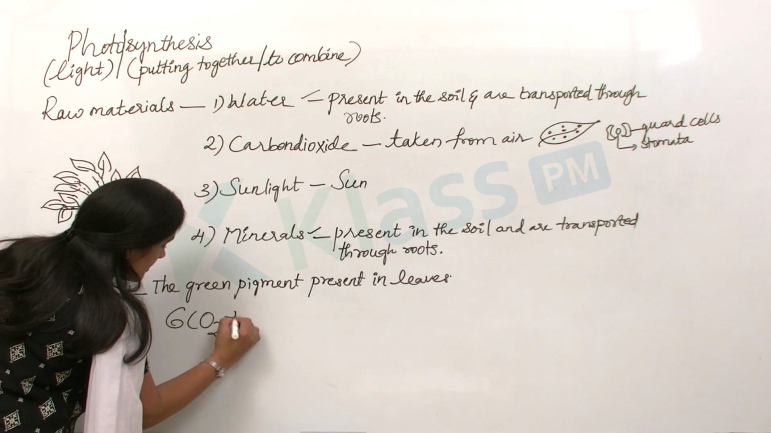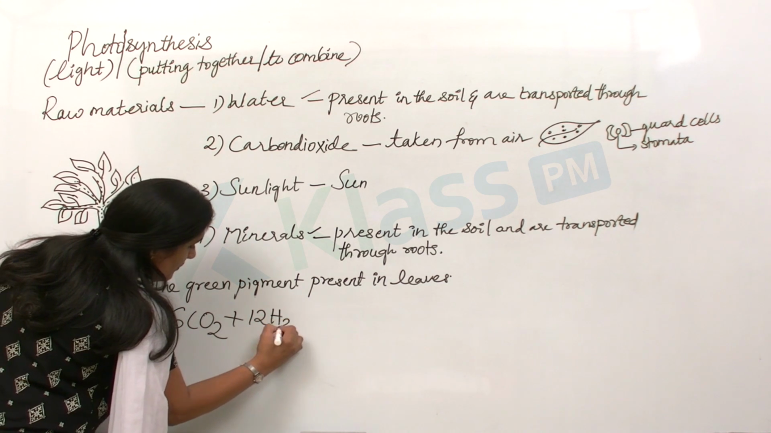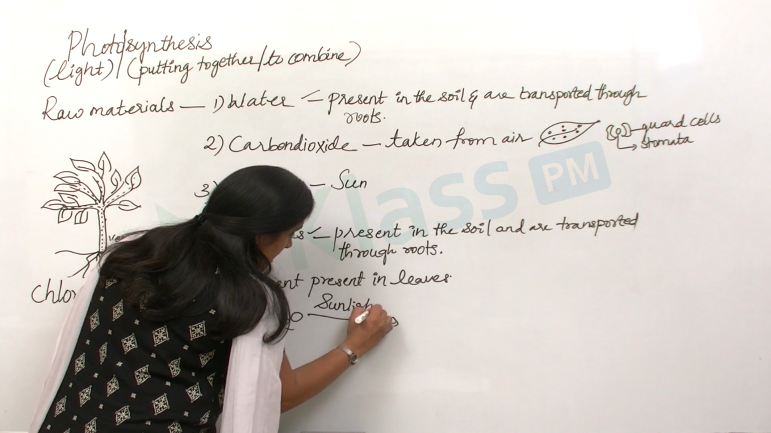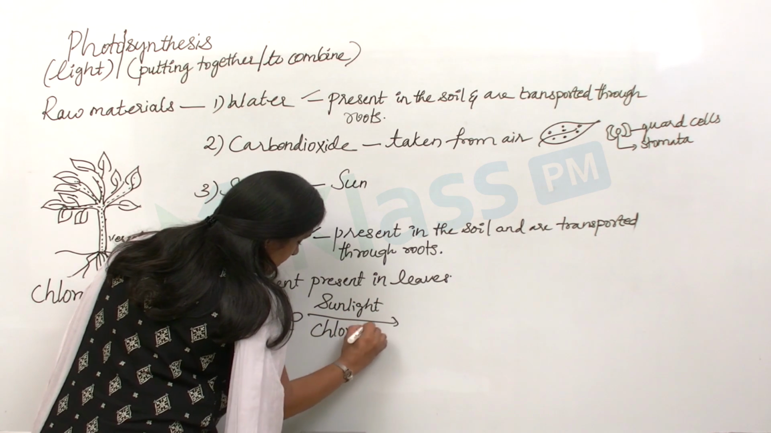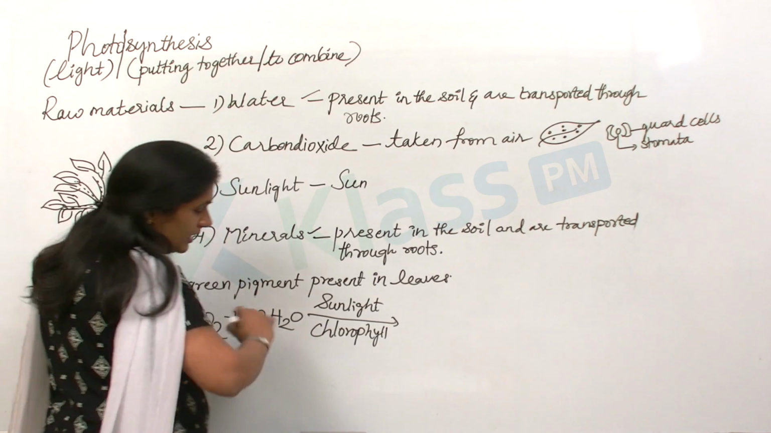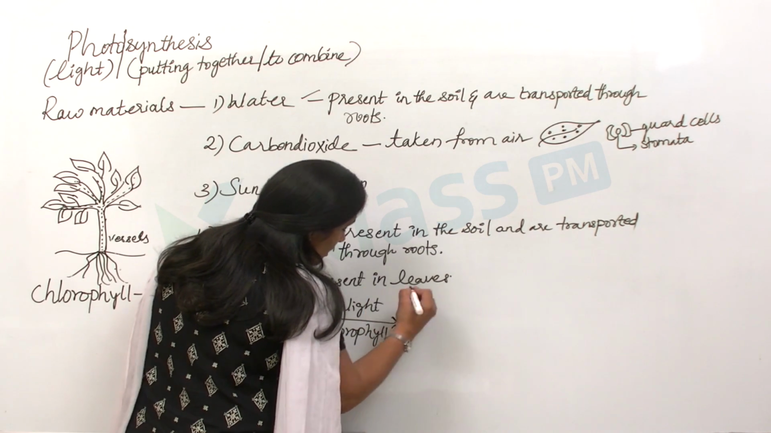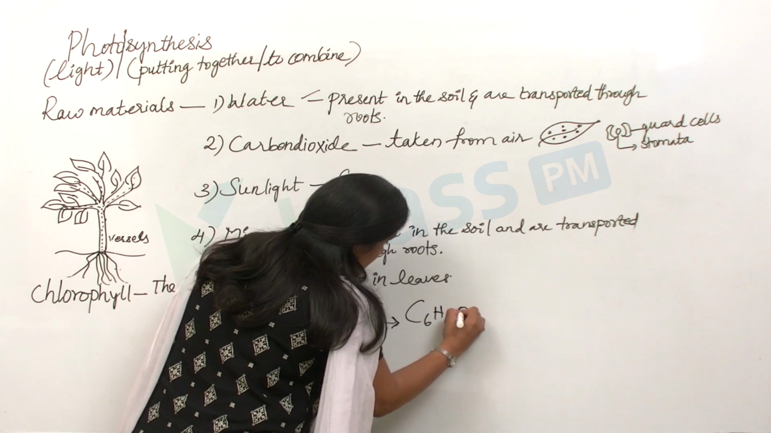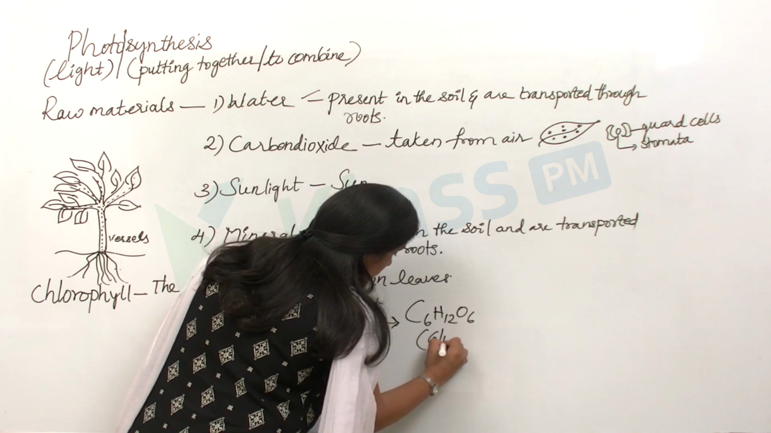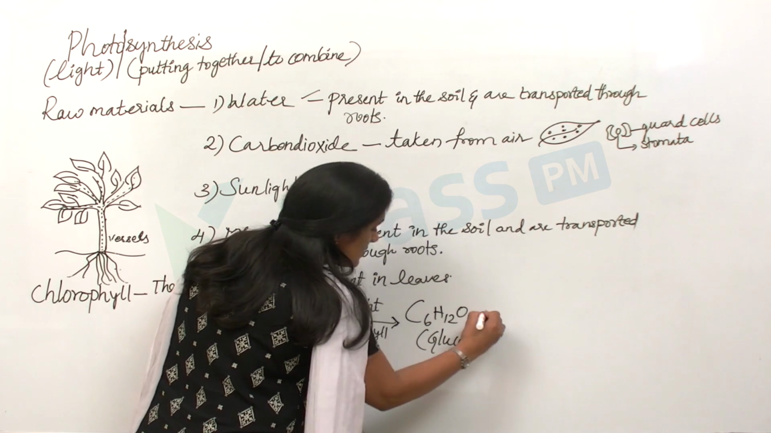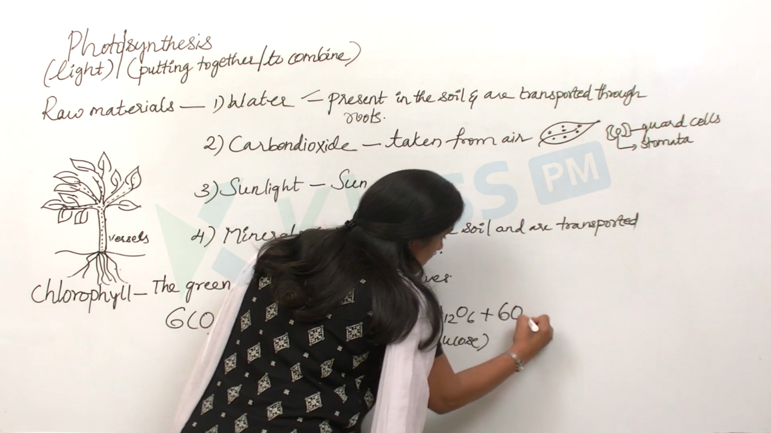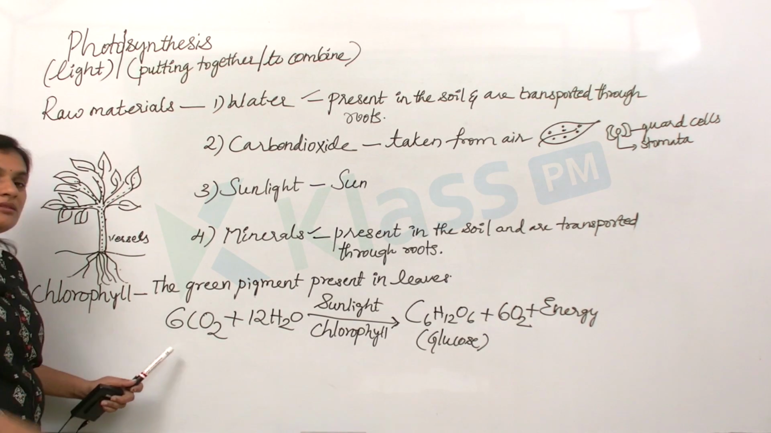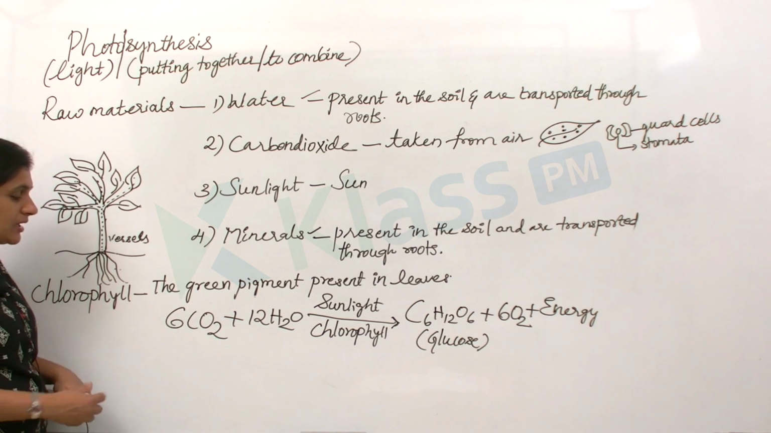6CO2, that is carbon dioxide, plus 12H2O, water, in presence of sunlight and chlorophyll, synthesize the food which is in the form of carbohydrate, C6H12O6, which is nothing but glucose, stored in the form of glucose, plus 6O2, that is oxygen given out, with energy. So this is how you can represent the process of photosynthesis as a chemical equation.